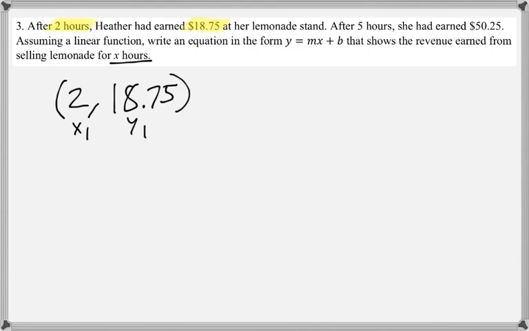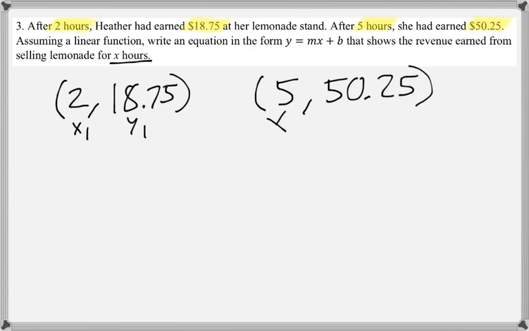And then the 5 hours, that is associated with the $50.25. So that would be a second point. So 5 and $50.25. That'll be your x2 and your y2. Again, it's kind of important to know what's your x value, what's your y value. And again, here hours are our x value and the dollars are our y value.